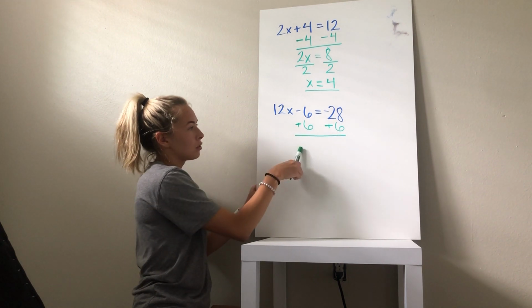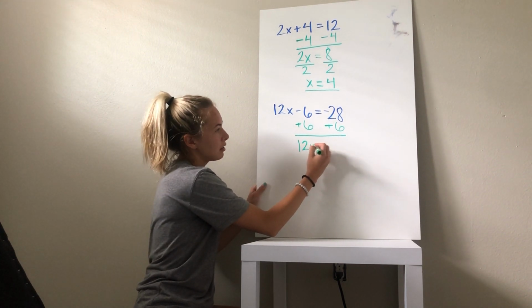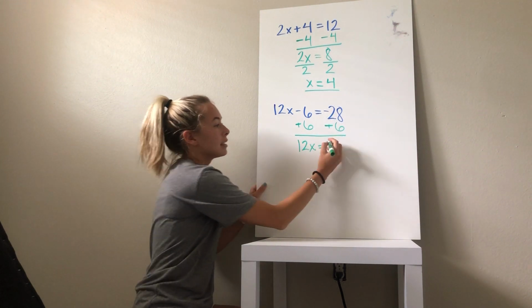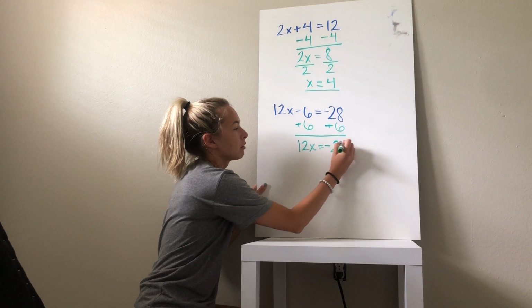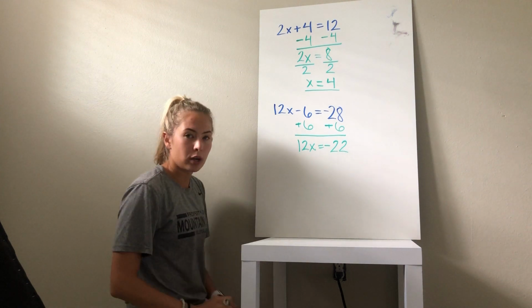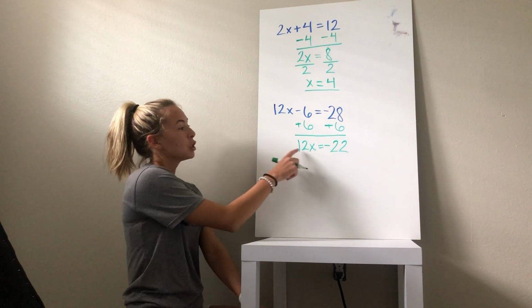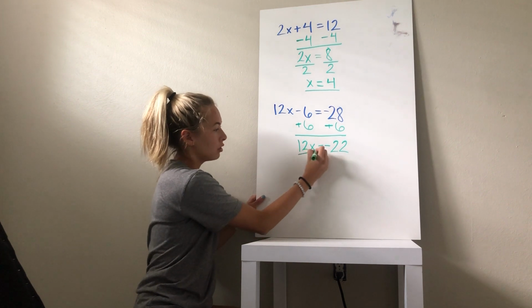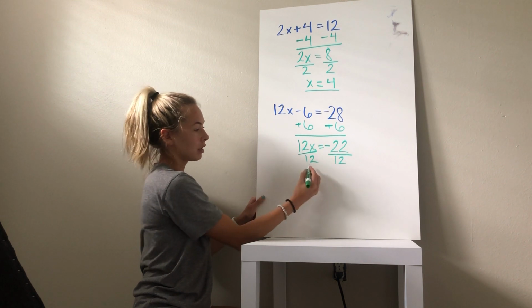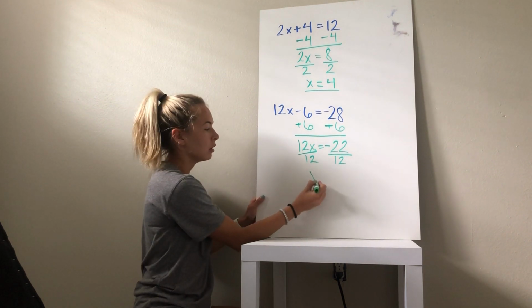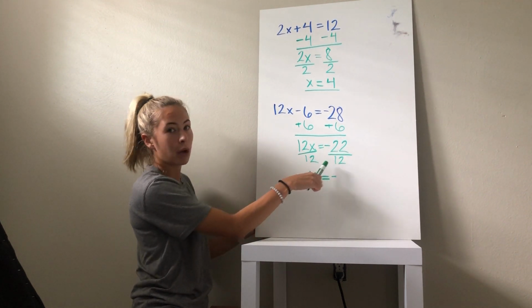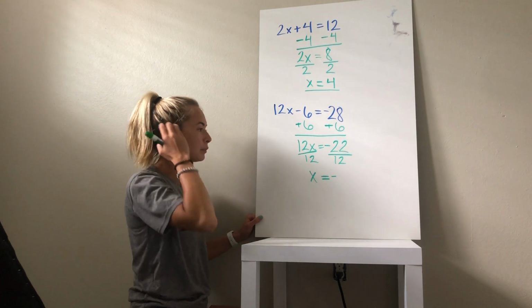On the left side, these cancel, so we end up with 12x equals, and keep in mind this is a negative, so negative 28 plus 6 is going to give you a negative 22, right? Now again, we're at our one-step equation. So 12 is multiplying by x, so we're going to divide. What you do to one side, you do to the other. These cancel, or make it 1, so we have 1x, or x, equals a negative, right? Negative divided by a positive, you still keep the negative in there.